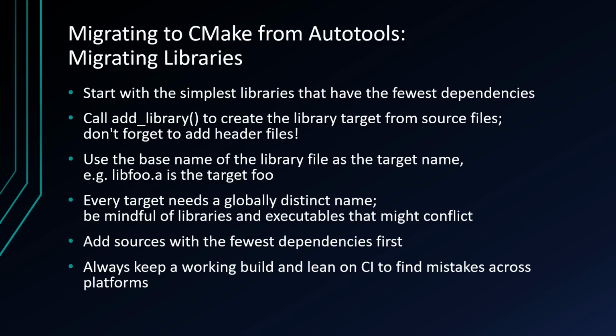Next, I recommend that you work bottom up so that you start with the things that have the fewest dependencies on other stuff. So typically this will be libraries. And if you have simple executables, it might be an executable. But for library targets, you're going to call add_library to create a library from source files. Don't forget to add the header files into the call to add_library so that the header files also appear in the IDE view of the project.